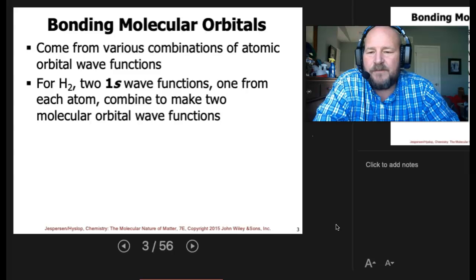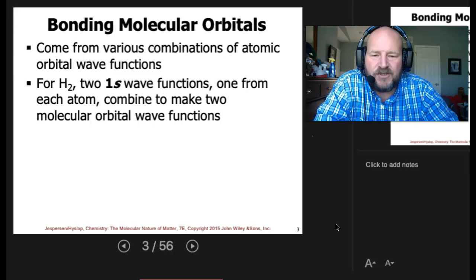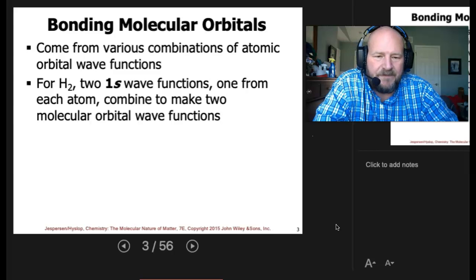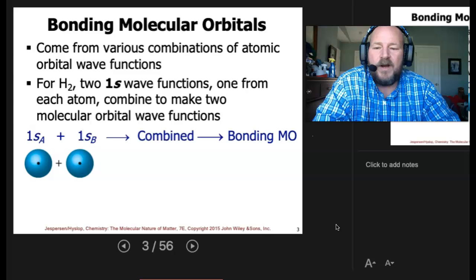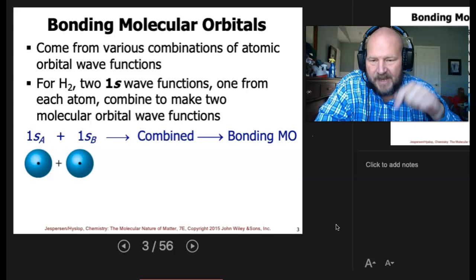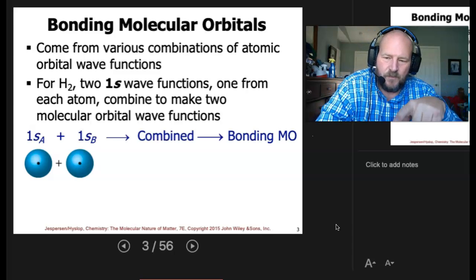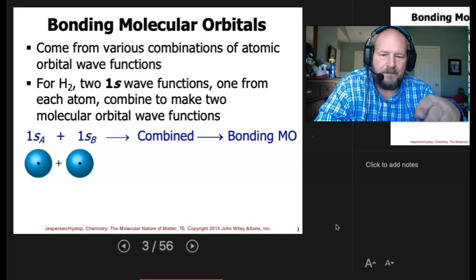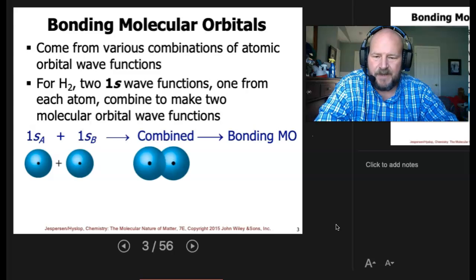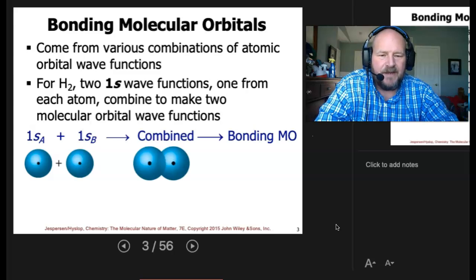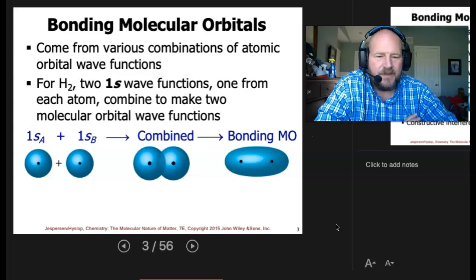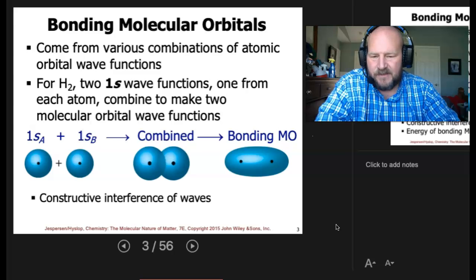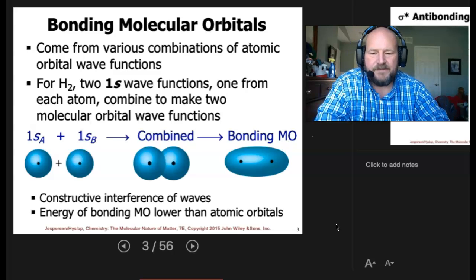For instance, if we're looking at H2, we have two 1s wave functions, one from each atom. They'll combine to make two molecular orbital wave functions. In other words, if I have one 1s from hydrogen A plus one 1s from hydrogen B, when we combine them, we're going to have a bonding molecular orbital. Combined means we're going to have an overlap, and then the bonding MO itself will be where it's all cohesive in one piece. There's constructive interference of the waves, right?